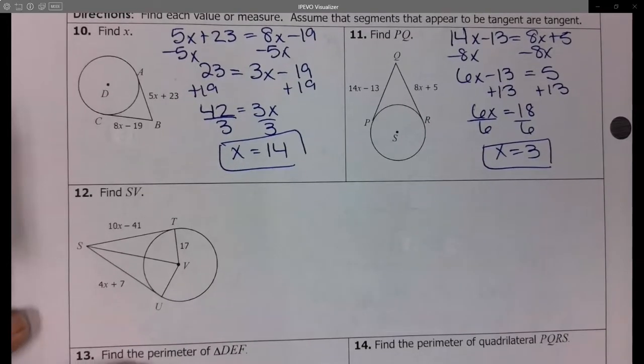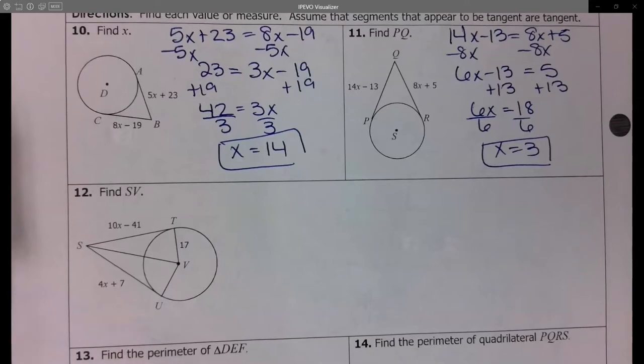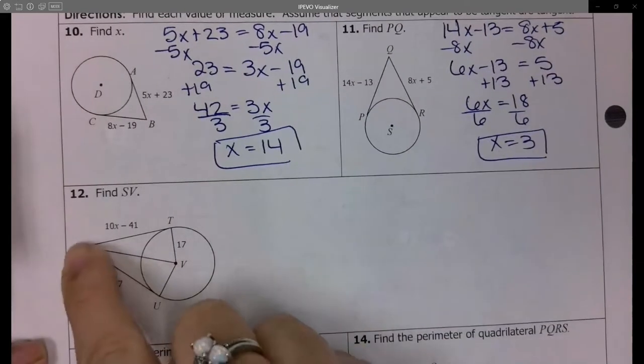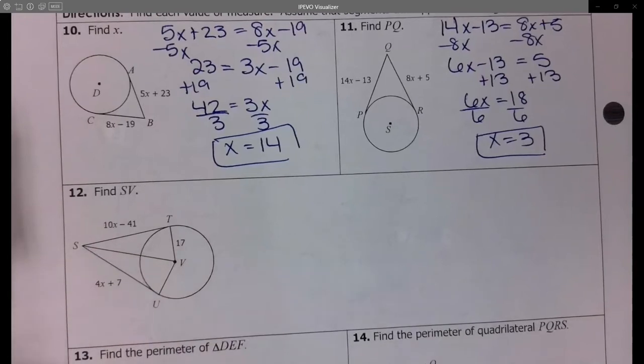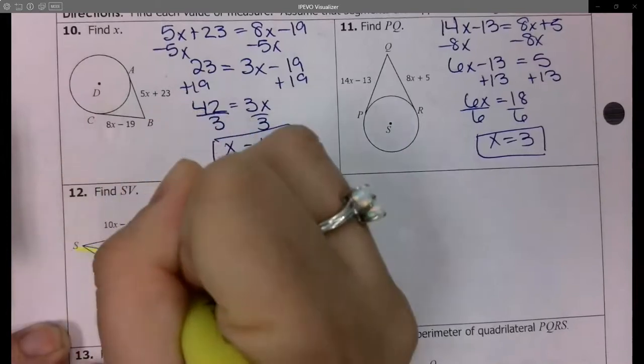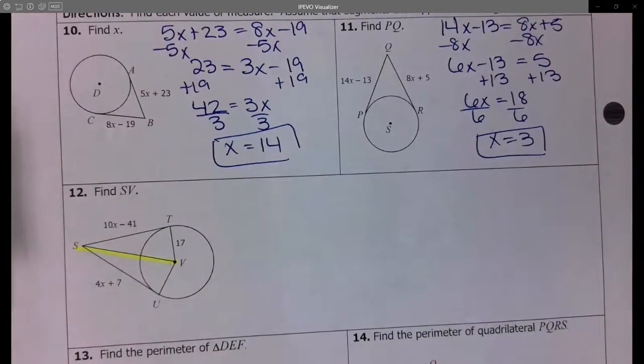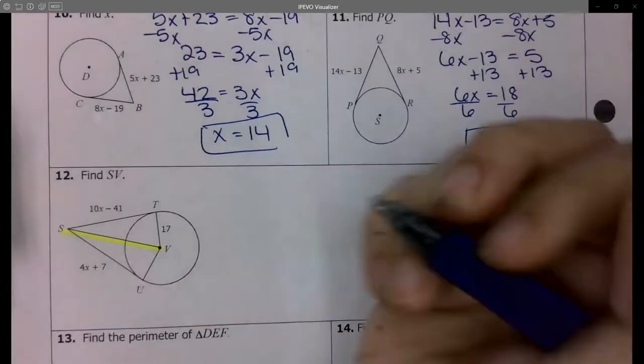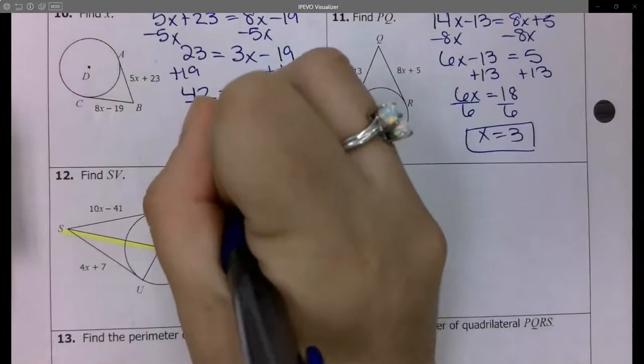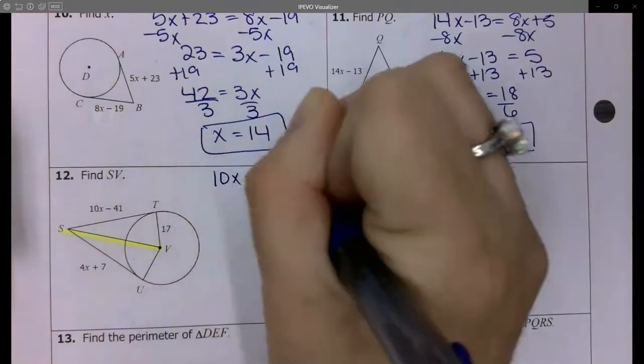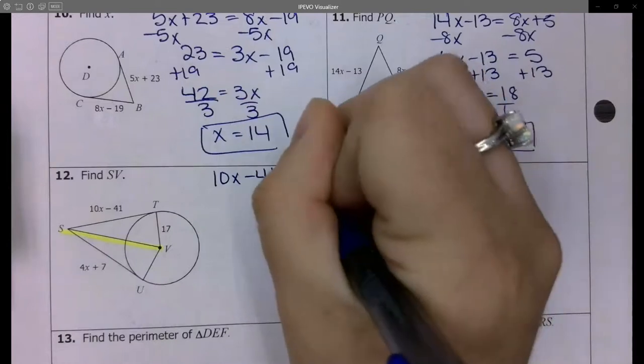Okay. On number 12, it's the same idea, but it wants me to find the length of SV at the end. SV is this line right here. So we're going to start off the same. I'm going to set my two expressions equal because I still need to figure out what x is in order to find the length of SV.